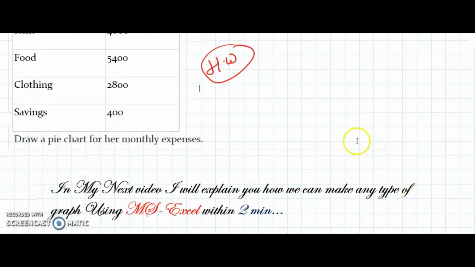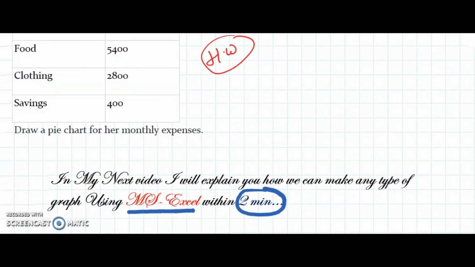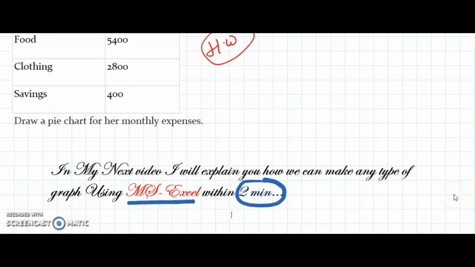In the upcoming videos, we are going to have a blast of fun here. In my next video I am going to explain how we can make any type of graph, whether it is a pie chart, a histogram, a linear graph, or a polygon. Remember my dear students, any type of graph by using MS Excel within the time limit of 2 minutes. How we can draw the graph, that I'm going to explain in my next video. I'm sure you're going to love that. So just wait for that and keep enjoying the mathematics and keep loving the mathematics.